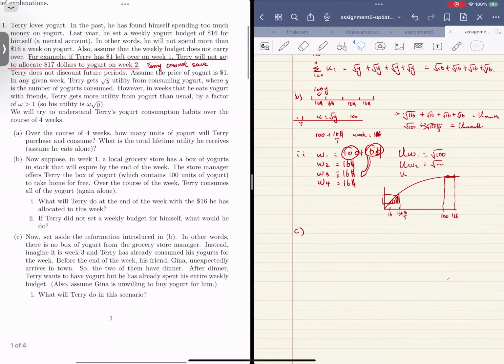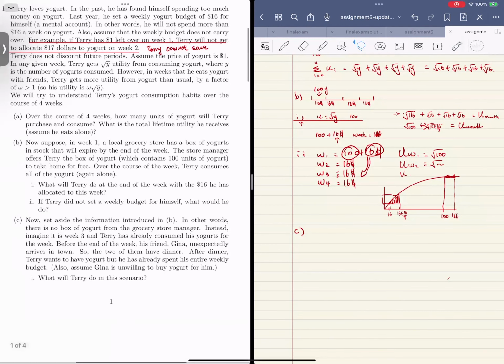Okay, C. Now let's set aside the information introduced in part B. In other words, there's no box of yogurt. Now on week 3, you have a friend, Gina, who unexpectedly arrives in town. So the two of them have dinner. After dinner, Harry wants to have a yogurt, but he already spent his entire weekly budget. Also assume Gina is unwilling to buy yogurt for him.